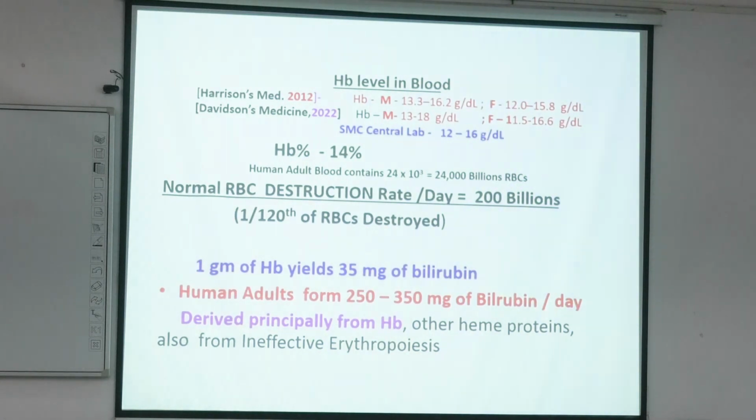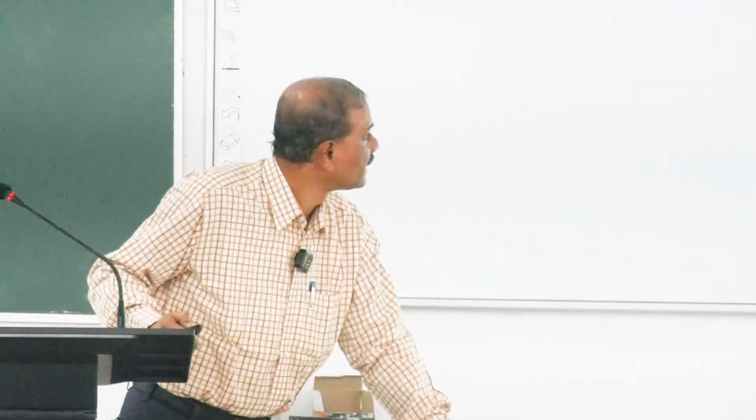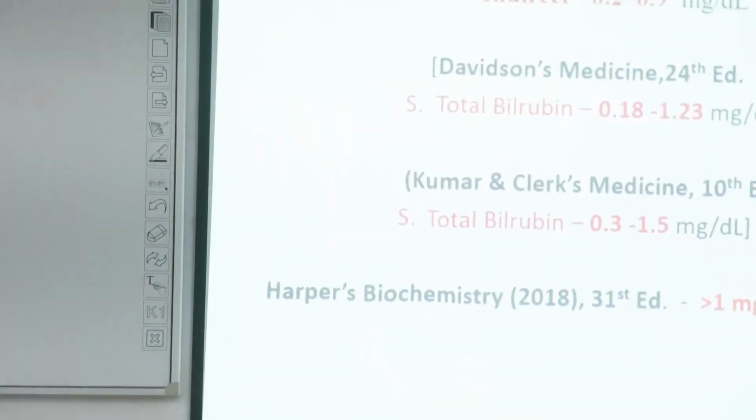I repeat, this is derived mainly from hemoglobin, that is the heme part of globin, and the majority is not from other heme proteins. And also, if there is a problem in hemoglobin synthesis, this RBC formation, that is called ineffective erythropoiesis, or if there is any breakdown which will decrease the survival or lifespan of the RBC, or cause alteration of the RBC size, then also you will get accelerated hemolysis, and that will cause increased bilirubin formation. So again, I am telling you, various books are giving various figures.